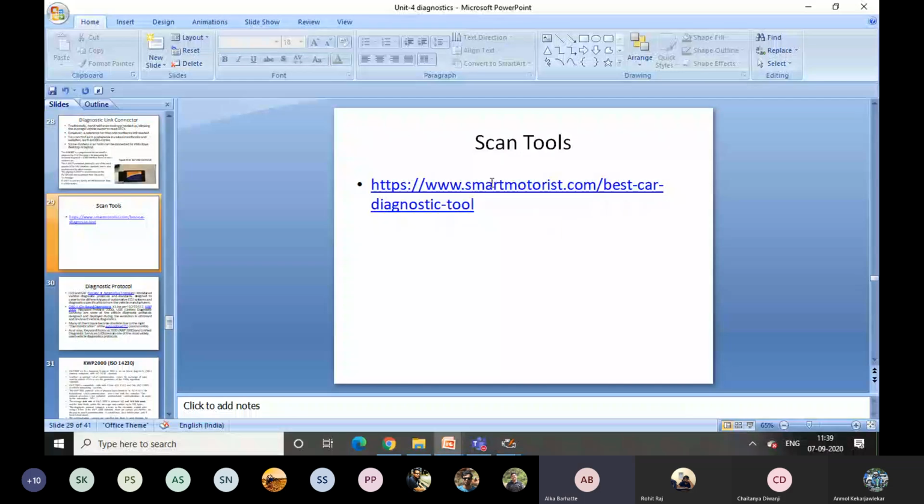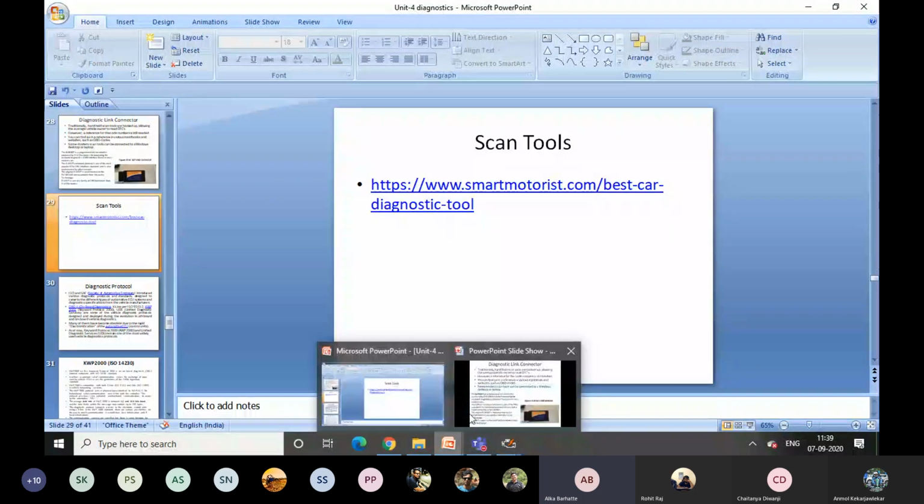So here are a few examples of the scan tool that have been represented.